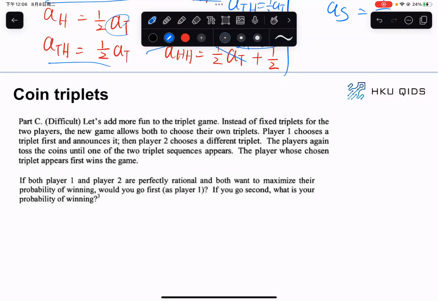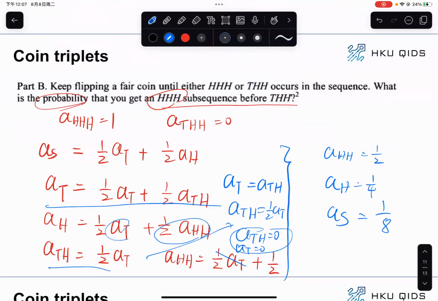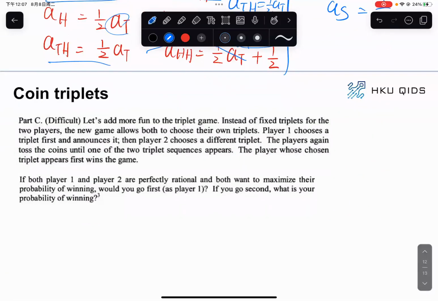So if both of them are perfectly rational and both want to maximize their probability of winning, would you go first or go second? So let's guess the answer, who should you choose? From the previous part, we know that we should choose the second player, right? Because THH seems to have better odds than HHH. But why is it the case? Why should we choose the second player?